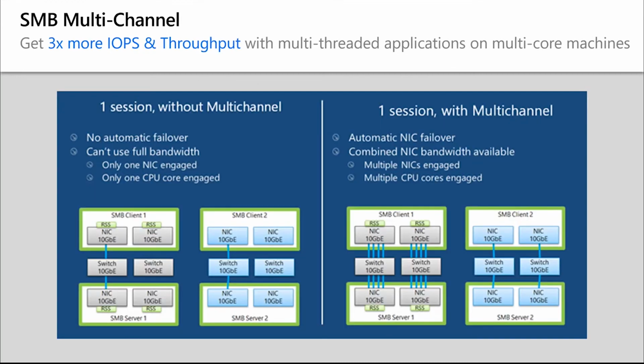So SMB multi-channel. You can get 3 times more IOPS and throughput if you have a multi-threaded application on a multi-core machine. Now, this is from a single VM. Not only do you get this increased performance, which can range anywhere from 2x to 4x, you also get NIC redundancy, right? And so if one of your NICs fails, you'll still be online because we're using multiple NICs. So a lot of great things about SMB multi-channel.